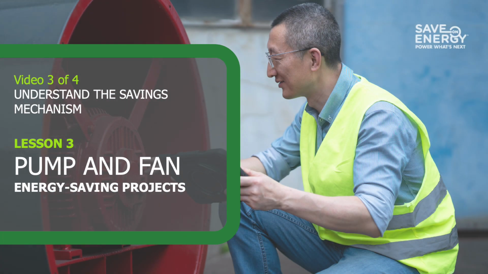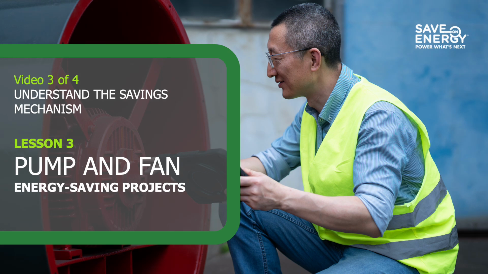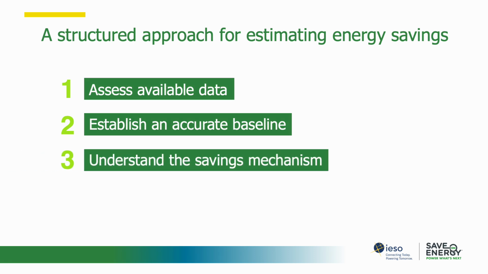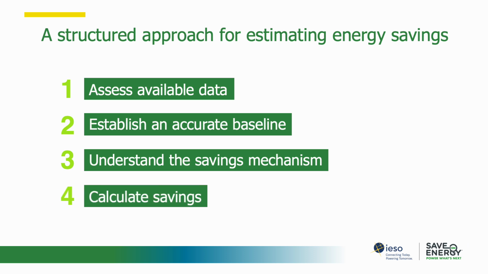In the previous videos, you assessed what data you have and how to use that information to establish a baseline. Now that you've established a baseline, we'll look at the savings mechanisms that cause your pumps and fans to use less energy when you implement energy conservation measures. This will help ensure that you only apply calculations, tools, or rules of thumb that are based on valid assumptions about how your system operates.